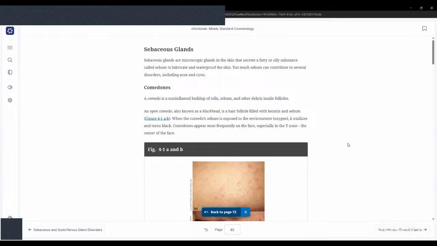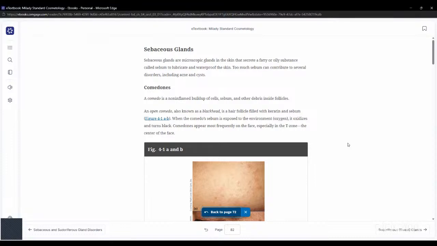Now, the T-zone is the forehead, and then you come back between the eyes, the nose, and the lips. That particular area is usually the oiliest part of the face. So this is where we will find most of that accumulation.